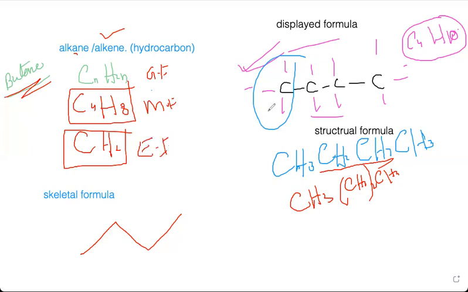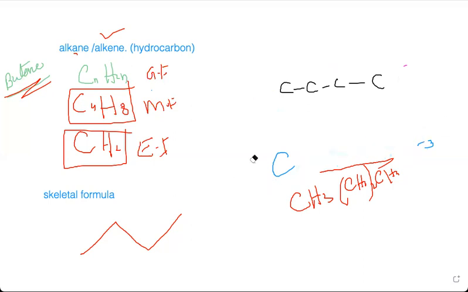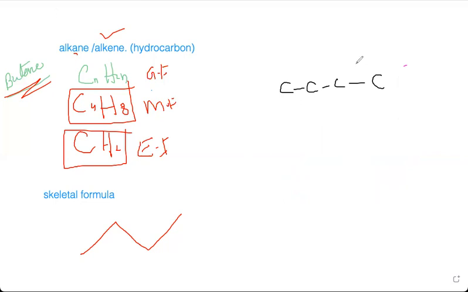Okay, now let's move to another one. Now we have to check the displayed formula. Definitely the displayed formula will be changed. So instead of making the whole change, let's change the bonds. This thing will be changed also. So this is butene. You have to make 1 double bond. It's up to you. Let's make the double bond here. This is butene. Now fill the hydrogen.